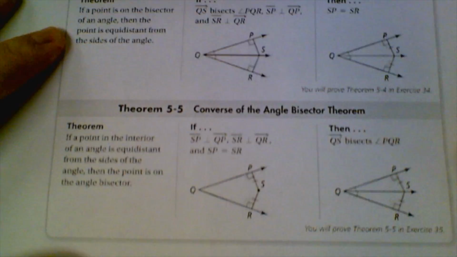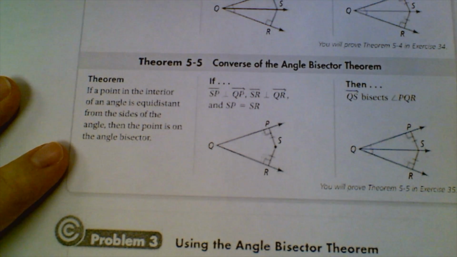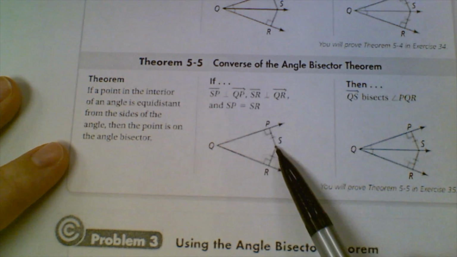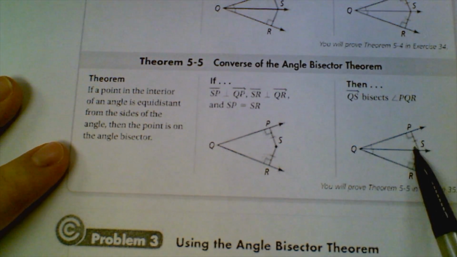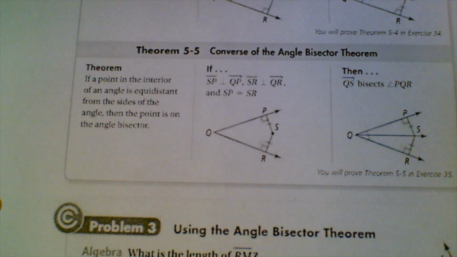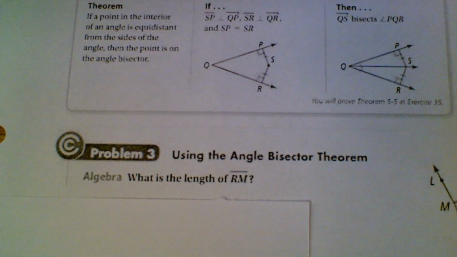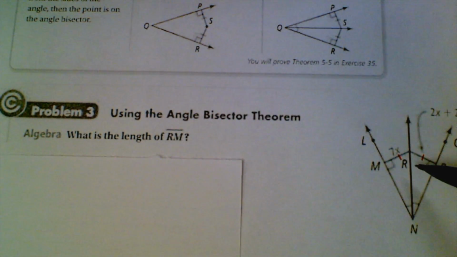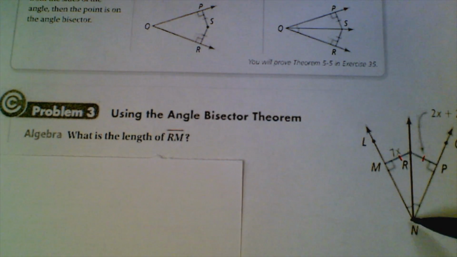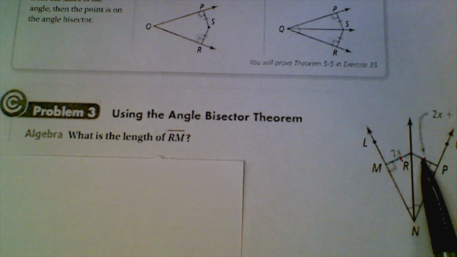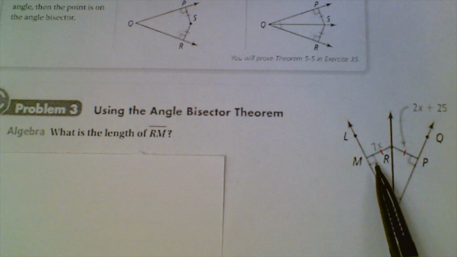The converse is also true, just like it was for the perpendicular bisector. So if this point is equidistant to the sides of an angle, then I know that S is on the angle bisector. Let's take a look at an example. Here you have a picture, and it wants me to find the length of RM. R is on the angle bisector. So since R is on the angle bisector, I know that these two line segments are congruent to each other.